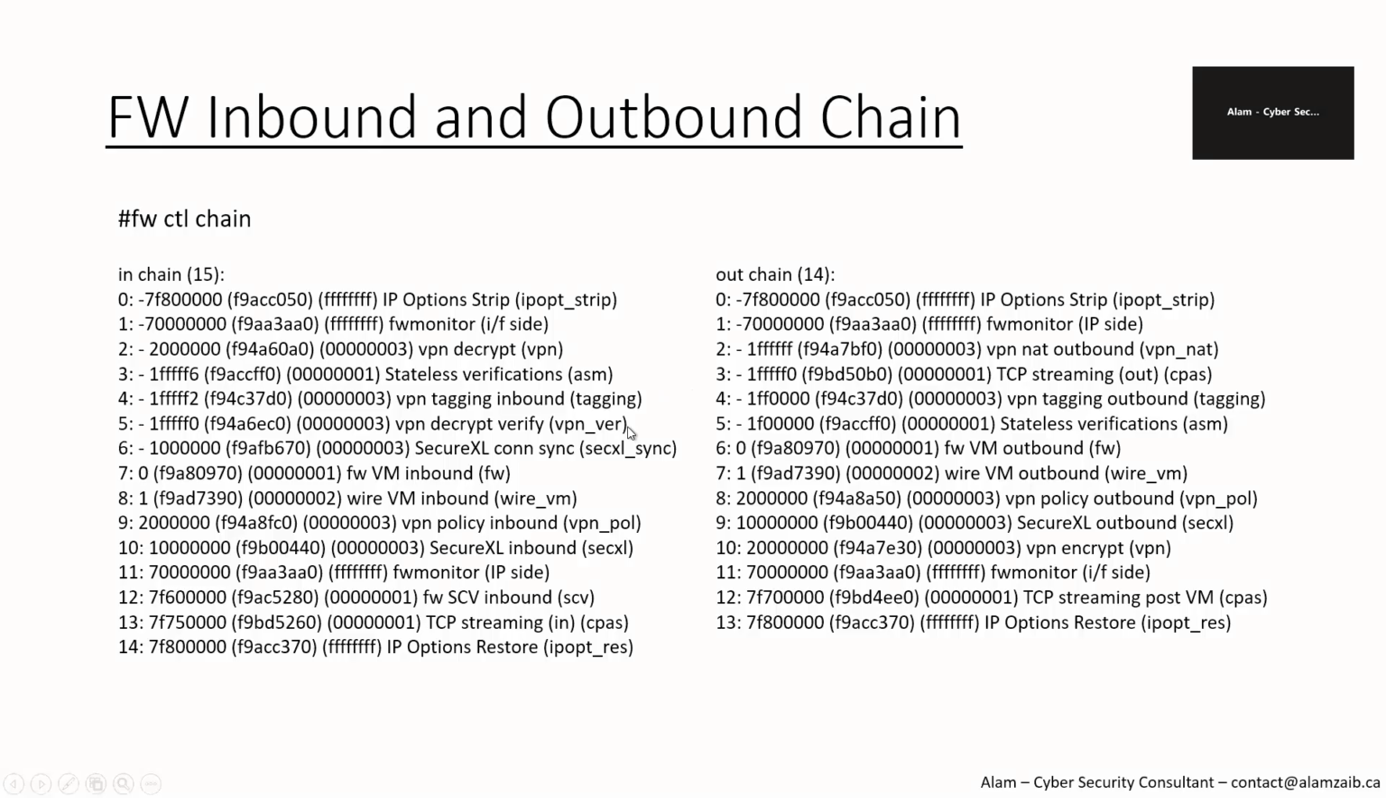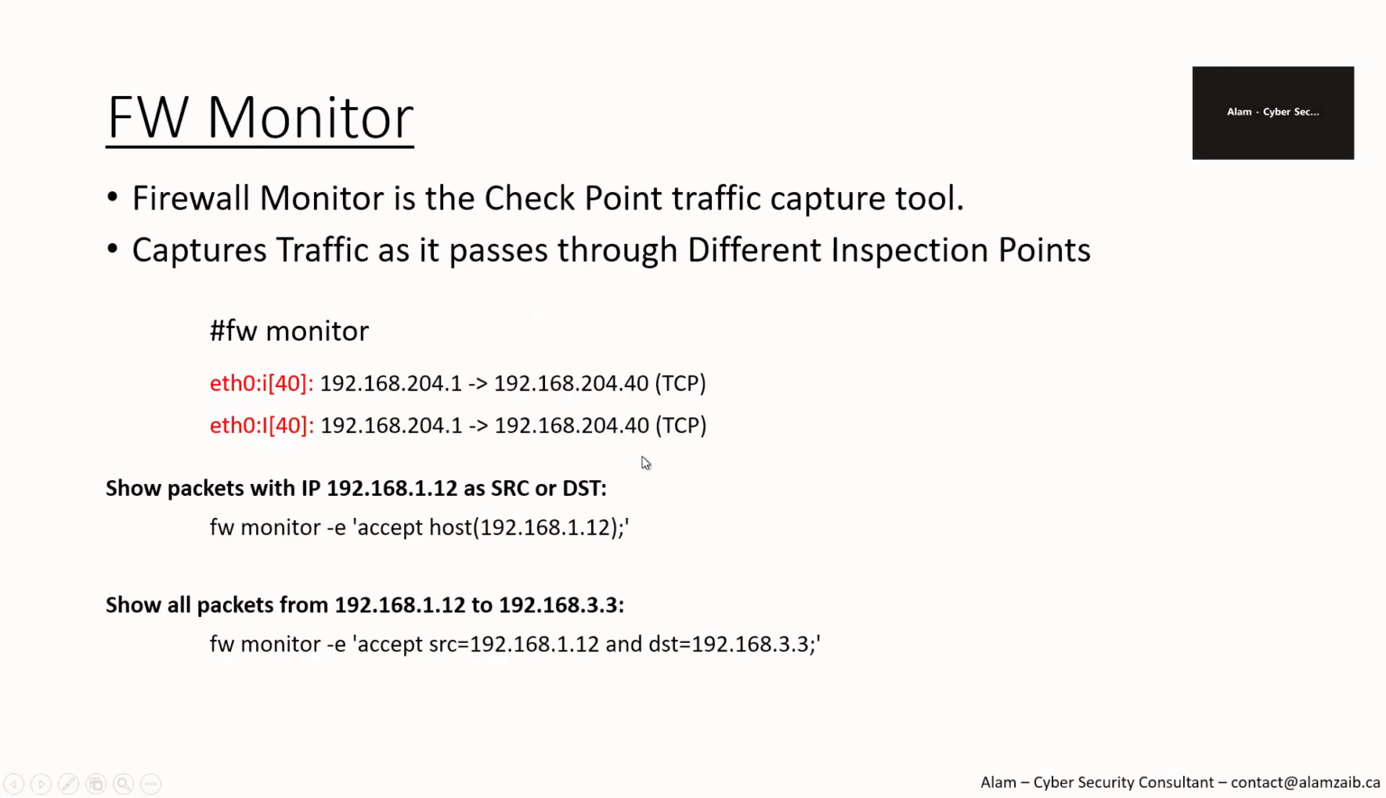This explains in detail how the inbound and outbound chain works. The command to see this is fw ctl chain. It's not really necessary to go into too much detail, but it just shows the different steps that happen. For example, decryption on the inbound, and on the outbound it will say encryption here, right?